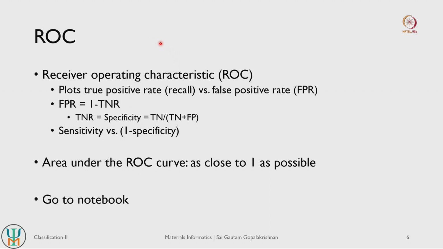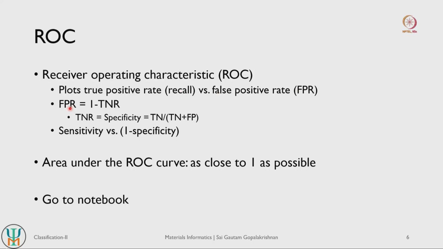Okay. So apart from precision, recall and F1 score, another popular performance measurement metric that is often used is what is referred to as the receiver operating characteristic, or ROC curves or ROC plots. This is usually a visual plot. It plots your true positive rate, also referred to as recall, versus false positive rate, right.